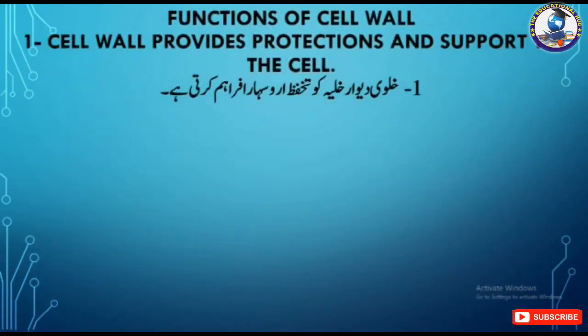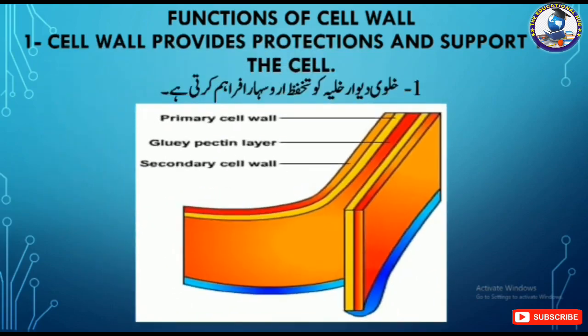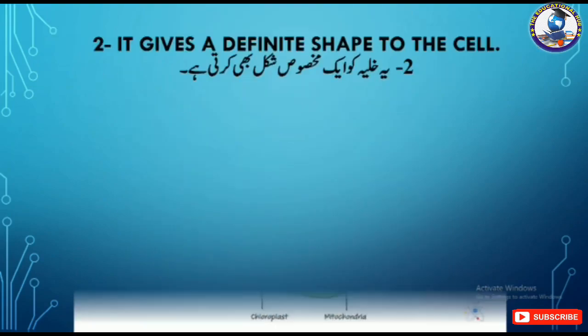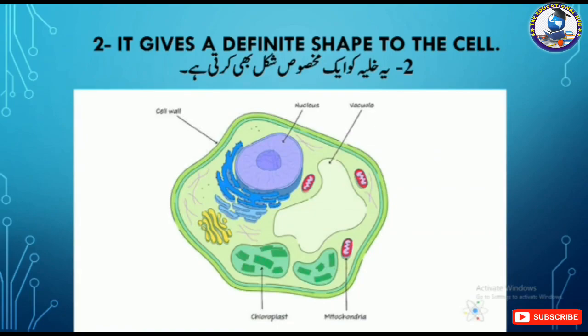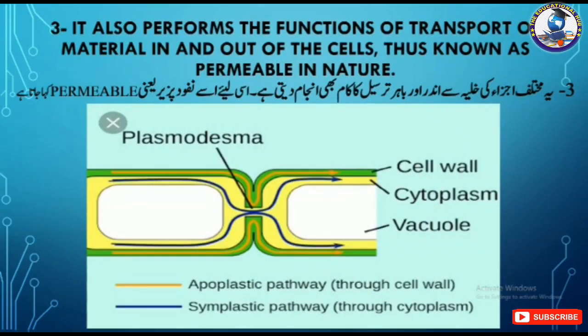Now we are moving towards the functions of the cell wall. The first function of the cell wall is that it provides protection and support to the cell. The second function is that it gives a definite shape to the cell. It also performs the function of transport of material in and out of the cells. Thus, it is known as permeable in nature.